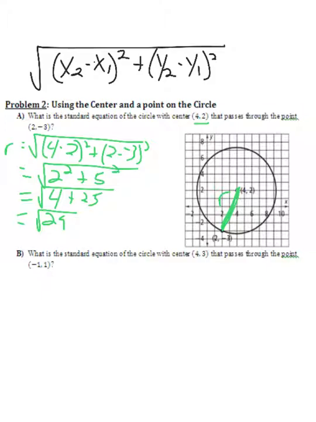Now when you get something like this, you want to leave it in this form, and I'm going to show you why here in a second. So now I know my radius is the square root of 29. I've got my center.